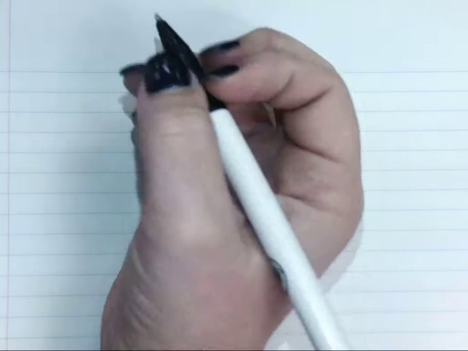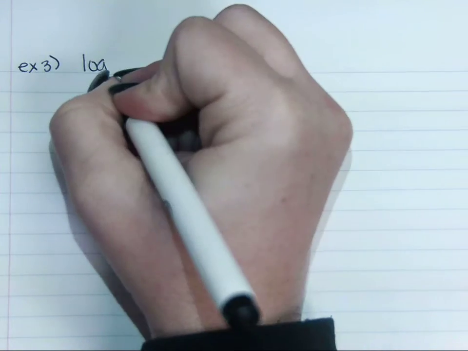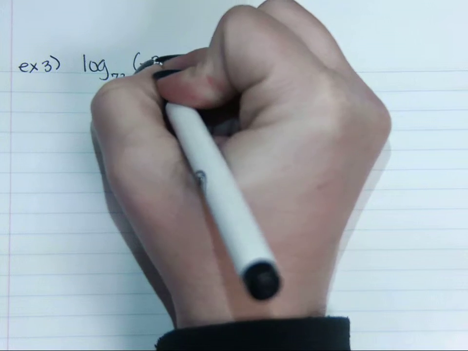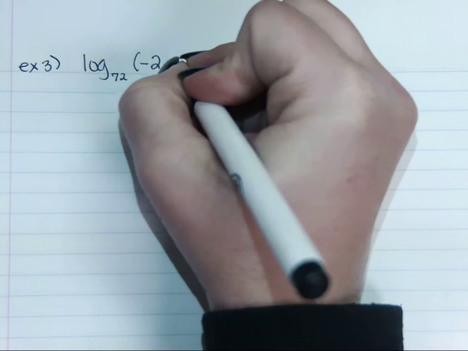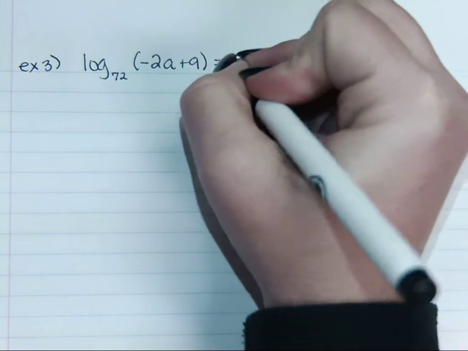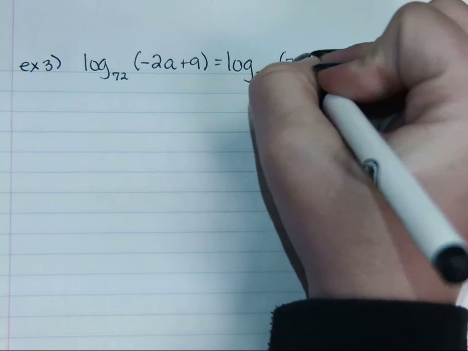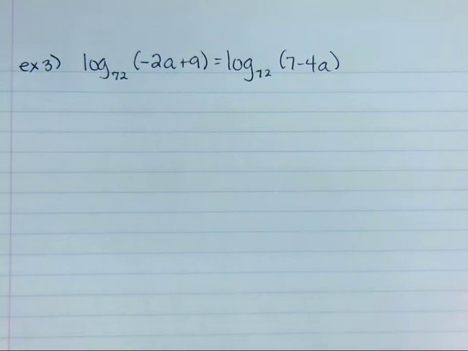Let's take a look at our type 2 logarithmic equations. So we're going to call this example 3. What we have is log base 72 of negative 2a plus 9 is equal to another log base 72 of 7 minus 4a.